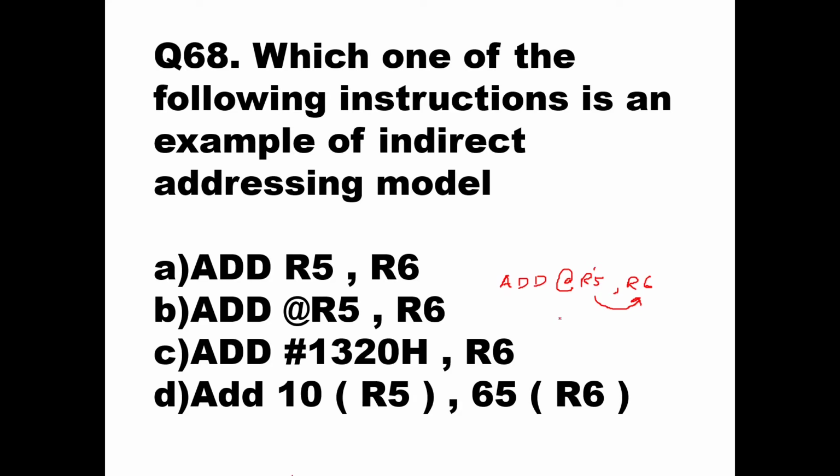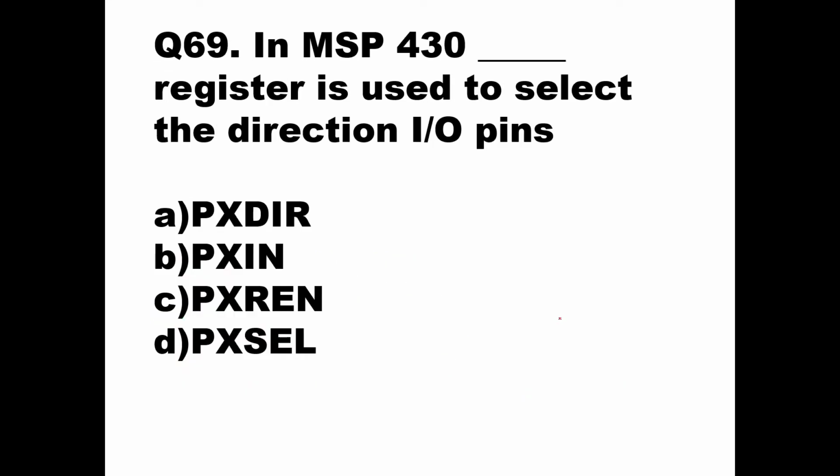And that is an example of indirect addressing. So answer B will be the answer here: ADD R5, R6. Okay. Then we'll go to the next question.